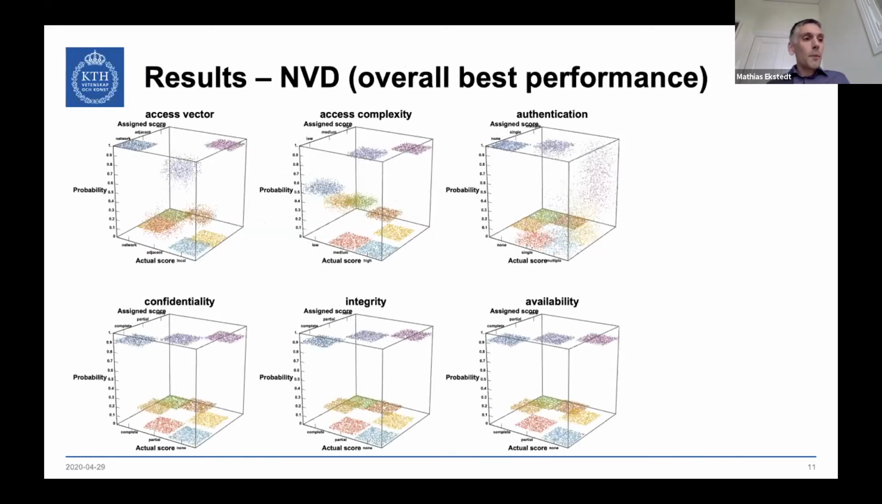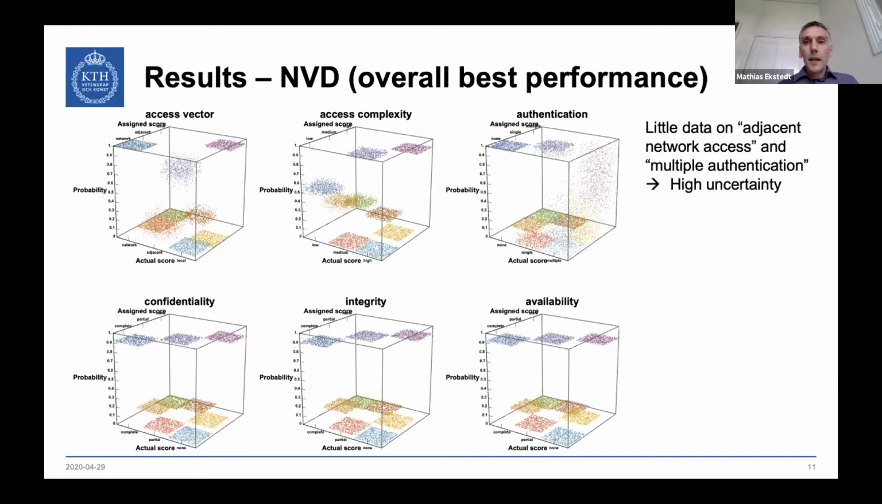All right, so coming to some results then. Here are all the different base scores: access vector, access complexity, authentication, confidentiality, integrity, availability. As you see, in general, it looks quite good. There are a few places where NVD is not so good.